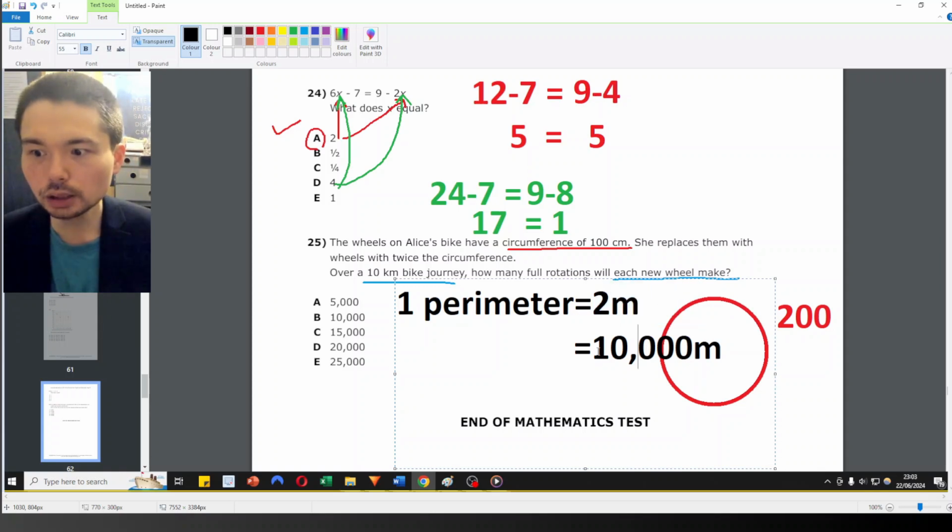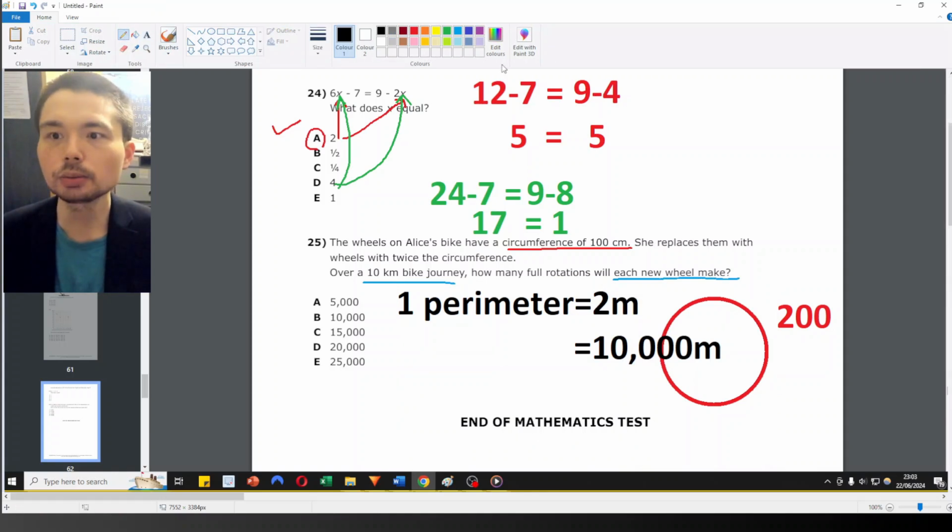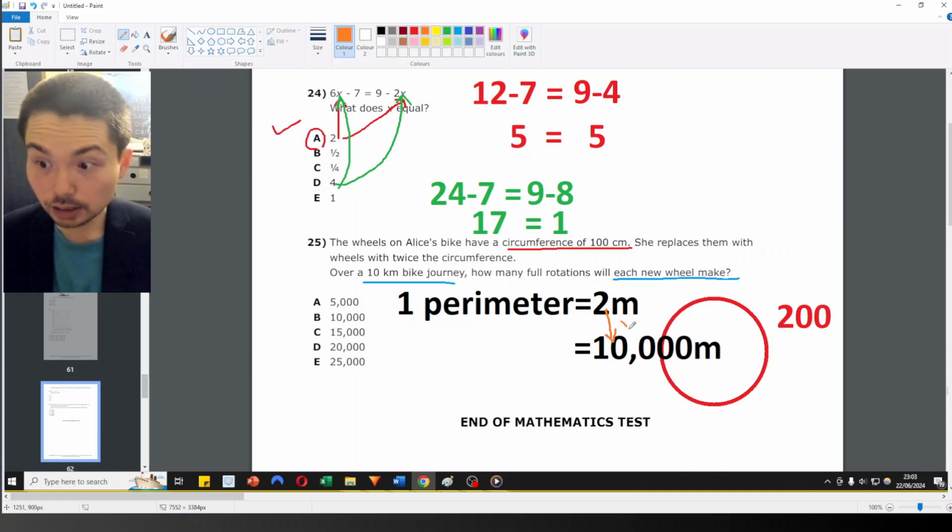We're going from 2 meters to 10,000 meters. And how do we get there? Well, we times by what? Well, just look at the first bit, I mean. 2 times 5 is equal to 10, and then we got 1,000 here. So 5,000 meters. There we go.